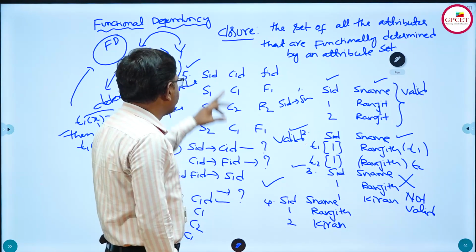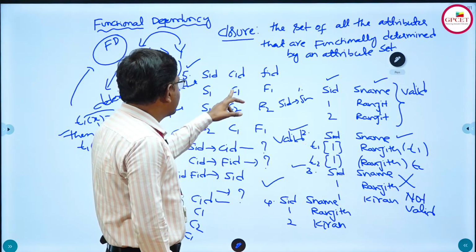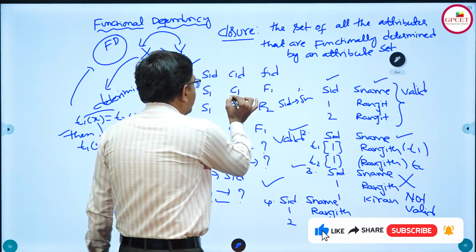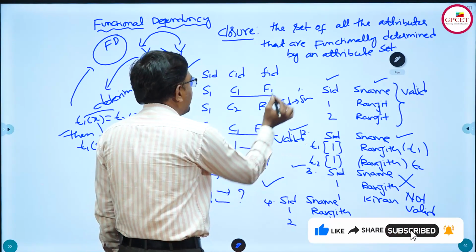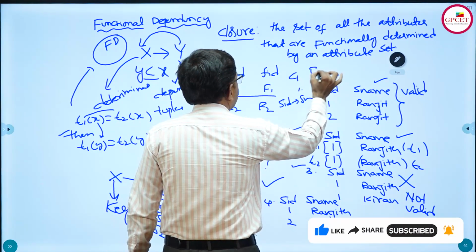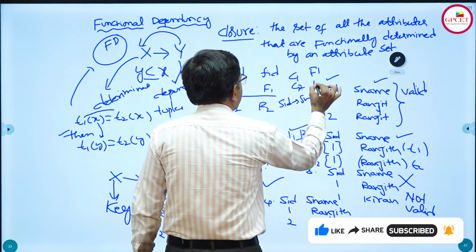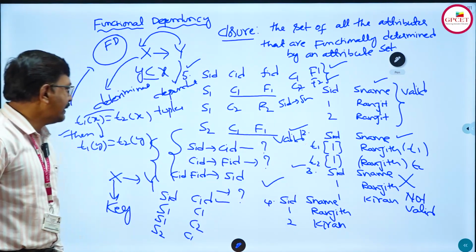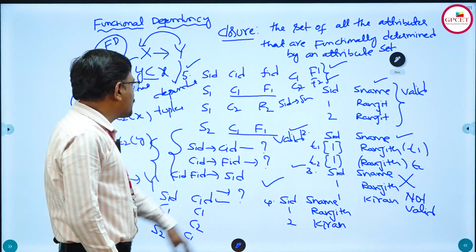And in the second case, CID tends to FID. CID tends to FID: C1, F1, C2, F2, C1, F1. What is C1, F1? C1, F1, you write one time. Second case, that is C2, F2. That is, the functional dependency is valid. Third case, CID, FID tends to SID.